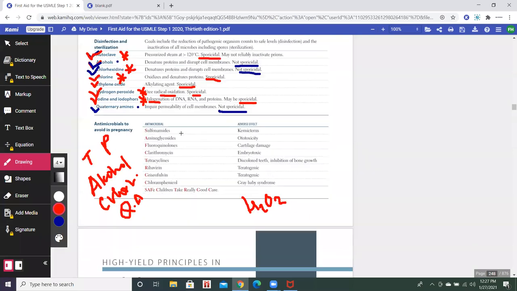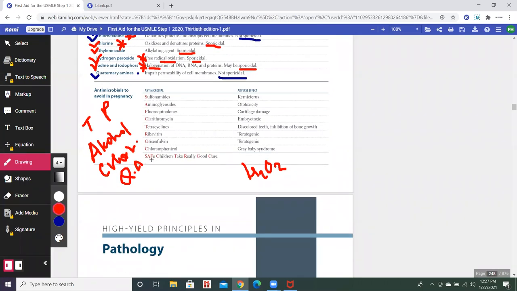Are we clear? No. Last one. Antimicrobials to avoid in pregnancy. The mnemonic is "Save children, take really good care." Save children stands for sulfonamide, aminoglycoside, fluoroquinolones.